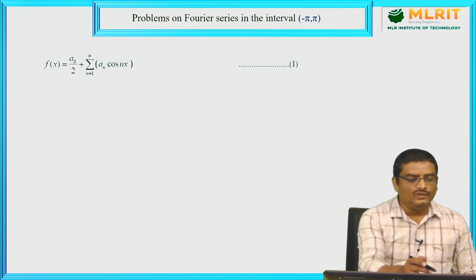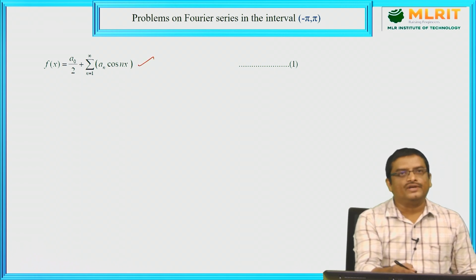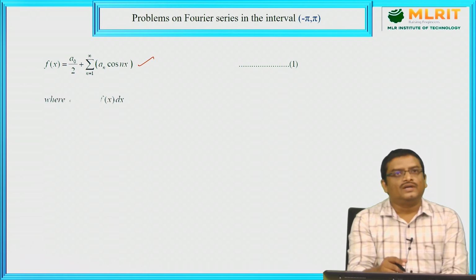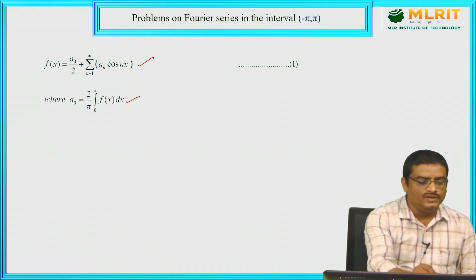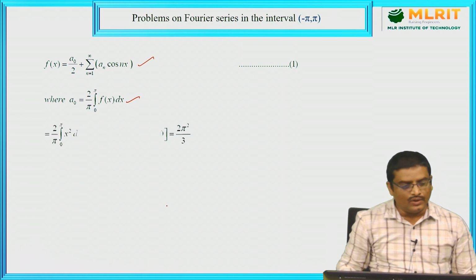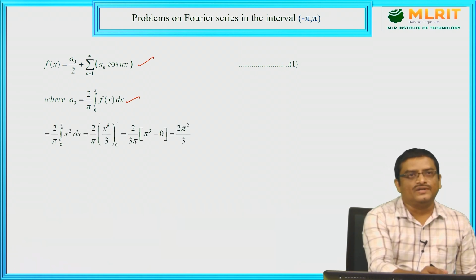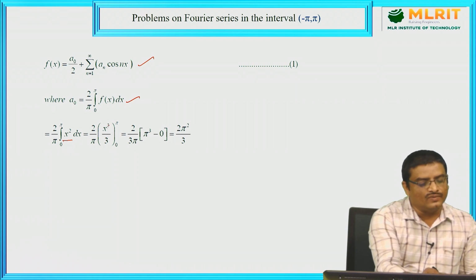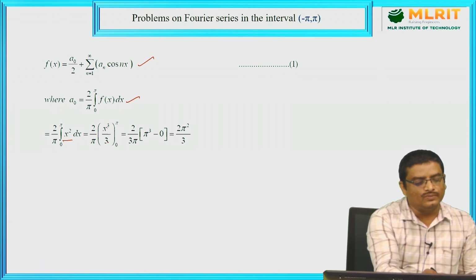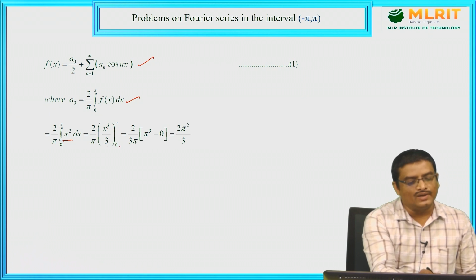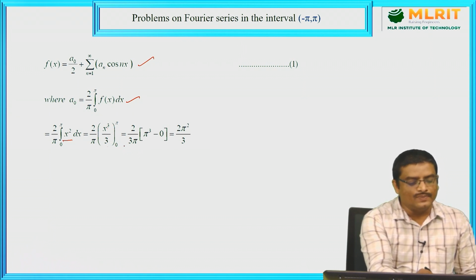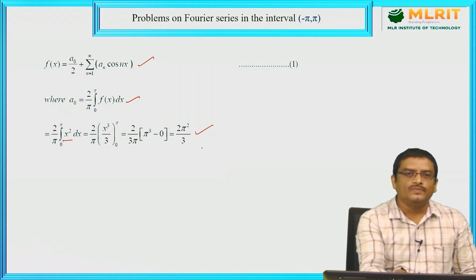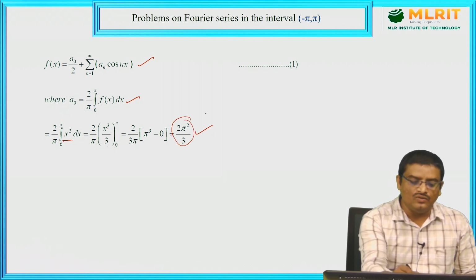Now we have the standard formula to find out the Fourier series of an even function in the interval minus pi comma pi. This is the formula to find out a naught. Now replace that f of x in this function, so f of x is equal to x square. We know that the integral of x square is x cube by 3. Now substitute the upper limit and lower limit here. After substituting, finally we get this value is equal to 2 pi square by 3. Consider this the value of a naught.